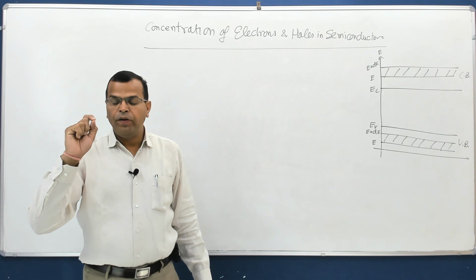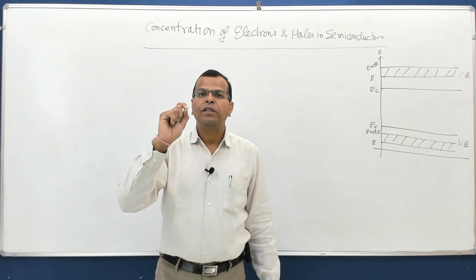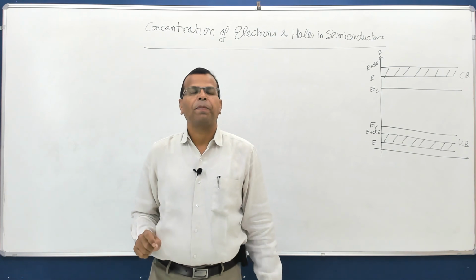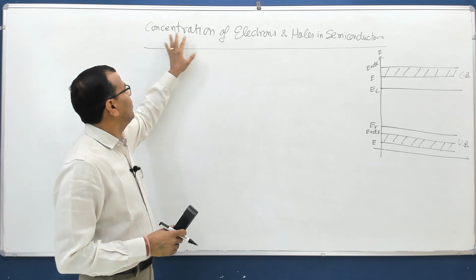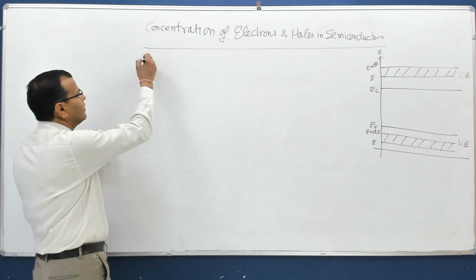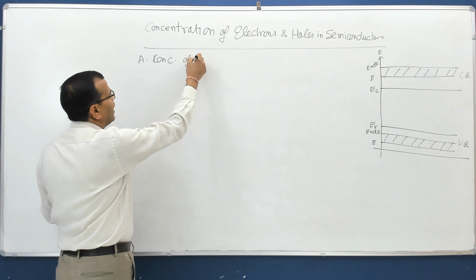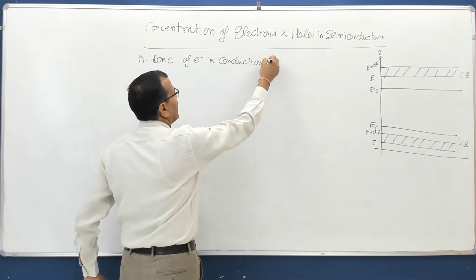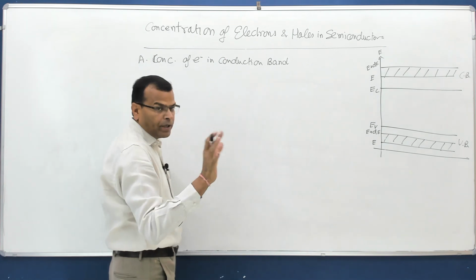Now we will discuss the interesting concept of the concentration of charge carriers and Fermi level in semiconductors. Before we proceed with the Fermi level in semiconductors, I will discuss the concentration of electrons and holes in semiconductors. First, I will be taking part A, that is concentration of electrons in the conduction band. Why? Because electrons in semiconductors are free in the conduction band, unlike metals.